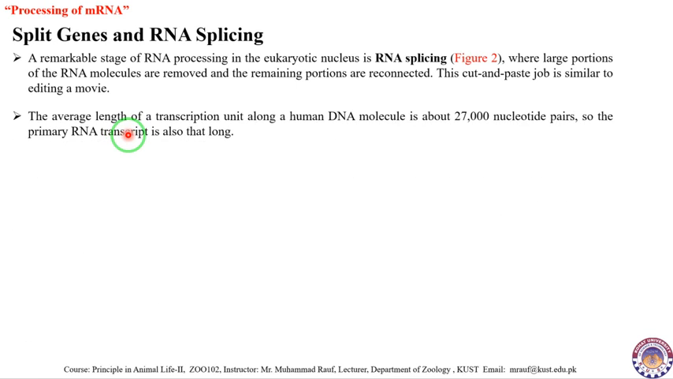The average length of a transcription unit along a human DNA molecule is about 27,000 nucleotide pairs. So the primary transcript is also that long. Transcription unit means the area of the gene which is copied onto the RNA transcript. So if the transcribed area is 27,000 nucleotide pairs, the messenger RNA will also be 27,000 nucleotides long.